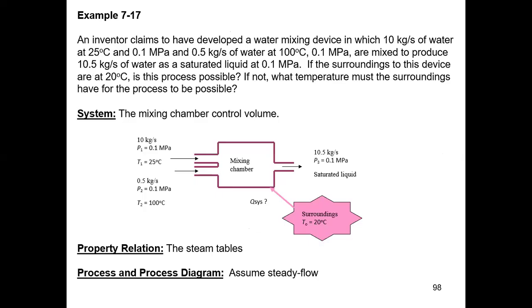So an inventor claims to have developed a water mixing device in which 10 kilograms per second of water at 25 degrees Celsius and 0.1 megapascal, and 0.5 kilograms per second of water at 100 degrees Celsius and 0.1 megapascal, are mixed to produce 10.5 kilograms per second of water as a saturated liquid at 0.1 megapascal. If the surroundings of this device are at 20 degrees Celsius, is this process possible? If not, what temperature must the surroundings be?